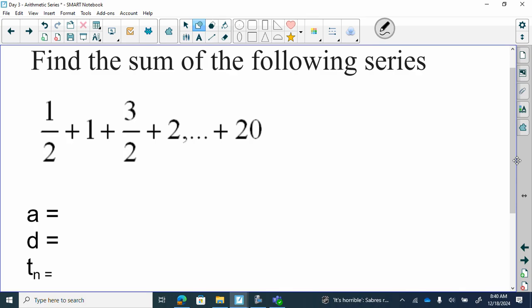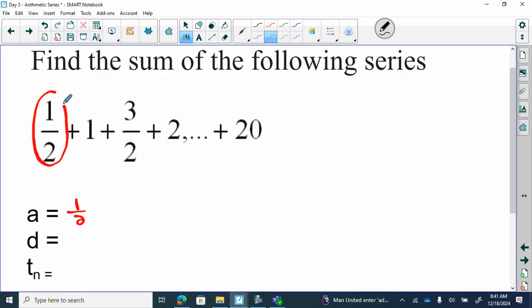So you get a half, plus 1, plus 3 over 2, plus 2, plus 5 over 2, plus 3, plus 7 over 2, plus 4. That's how it would go, all the way up to 20. Stops at 20. Some people struggle with this question because, one, they're not really sure if it's got a common difference or if it's got a common ratio. Everyone should be able to look at that and tell me what the first term is. 1/2. Excellent.